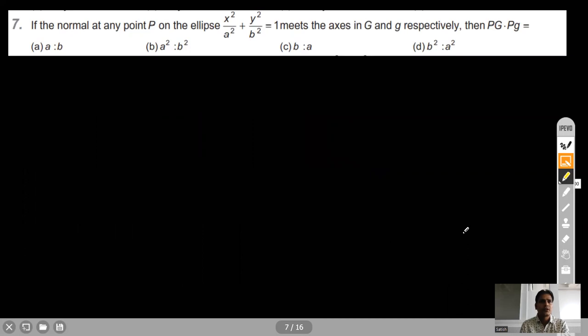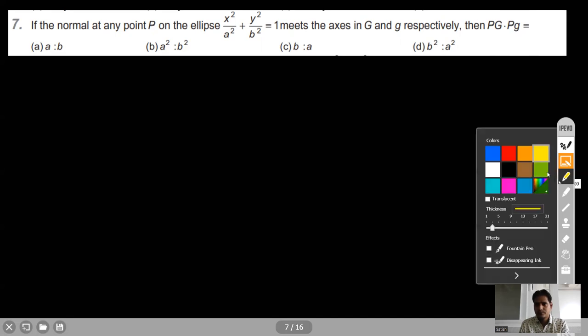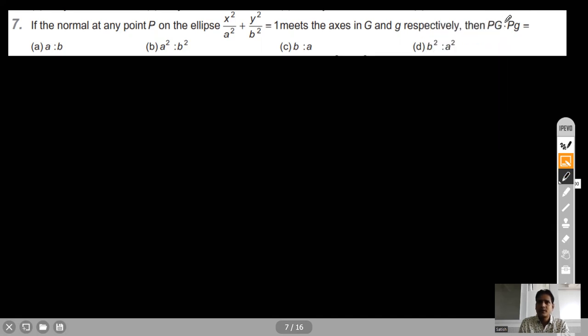Now see the next one, question number 7. If the normal at any point P on the ellipse x square upon a square plus y square upon b square equal to 1 meets the axis in G and g respectively, then PG upon Pg. It should basically be a ratio, because you see the answers are in the ratio, so this must also represent a ratio. Right? This PG to Pg.